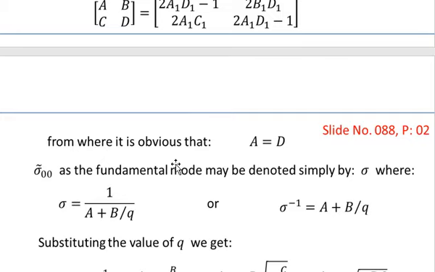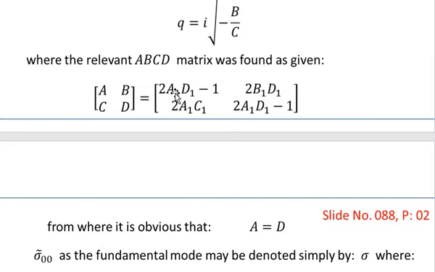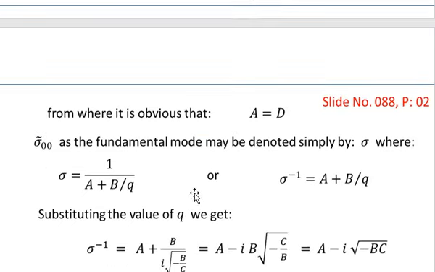From here it is obvious that A is equal to D. You can see that the elements in the position A and in the position D on the right hand side are equal. So we can say that A equals D for the matrix on the left hand side. Sigma prime 0, 0 as the fundamental mode may be denoted simply by sigma, where sigma is equal to 1 over A plus B over Q. This we also established in the previous slide, that sigma inverse is equal to A plus B over Q.